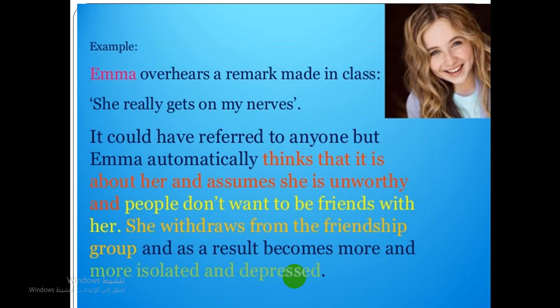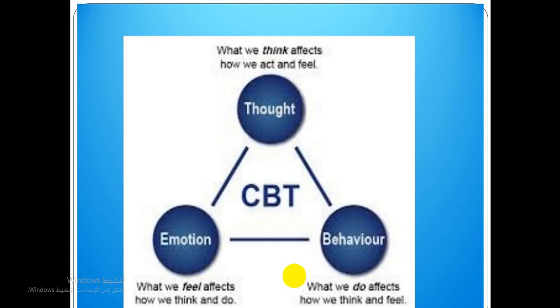She really gets on my nerves. It could have referred to anyone, but Emma automatically thinks that it is about her, assumes that she is unworthy and people don't want to be friends with her. She withdraws from the friendship group and as a result becomes more and more isolated and depressed. So what we think affects how we act and feel.